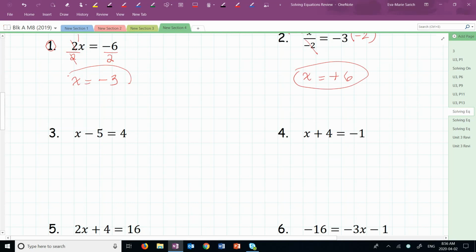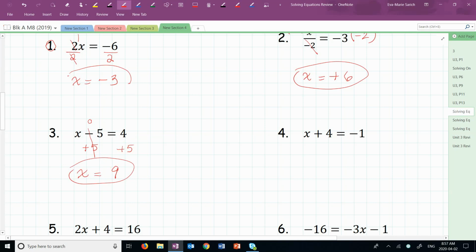Okay, moving on to the third example. We're looking at the x and we're saying what's happening to it. It has a 5 subtracted from it, so we're going to add 5. When we subtract 5 and add 5, those opposites give us a 0. So that means now x is subtracting 0, which means it is just x. We need to do the same thing to the other side, add 5 to keep it equal, and 4 plus 5 equals 9. We've solved that in a single step.